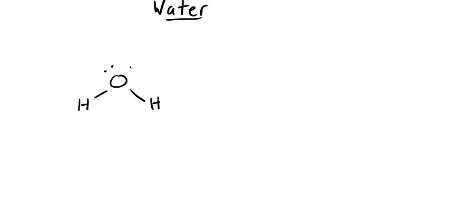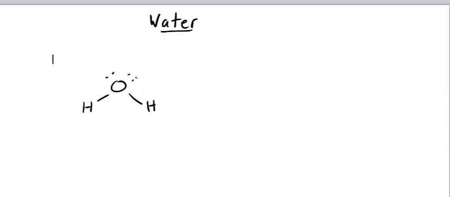If you haven't taken chemistry, you might not know that water is a bent molecule. It's bent because the oxygen has a couple of lone pairs of electrons, and those lone pairs push the bonding pairs away, which makes it bent.